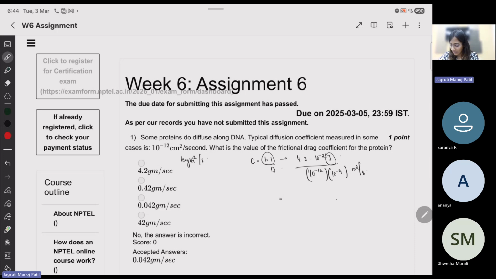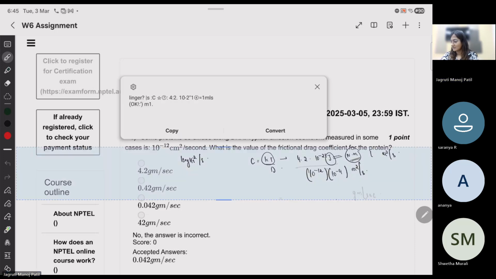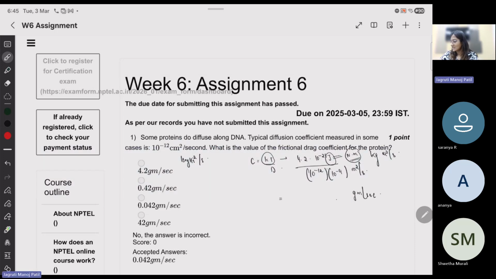The final unit that you get is something like grams per second. Why grams per second? Because you have energy right here, and for energy, you can do your calculations as force times distance, Newton meter. Force is mass times acceleration. So you have kg meter square per second square, and then you have grams per second. So what would you answer here?